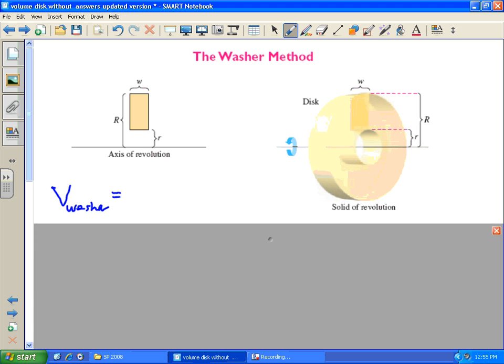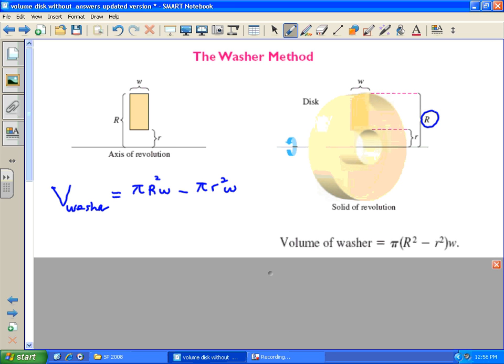Okay, so the volume of the outer disk. What is the volume of the outer disk? The outer disk has a radius of big R. So what is the volume of the outer disk? Pi times big R squared times the thickness, right, which is W. Minus, what is the volume of the inner disk? This time the little r, right? Lower r, okay. If you simplify that, what do you get? Factor out a pi times W, right? What do you get? Not just big R minus little r, but big R squared minus little r squared, correct?